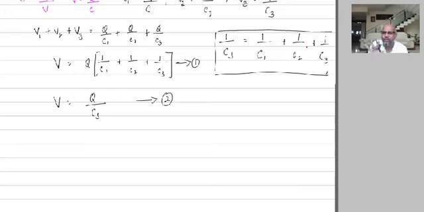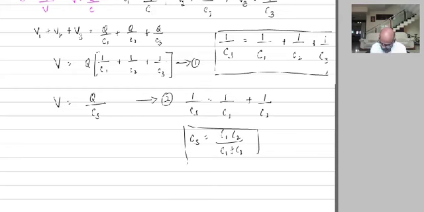Say for example, if you have only two capacitors connected in series, observe what happens: 1 divided by Cs is equal to 1 divided by C1 plus 1 divided by C2. If you solve this, you will get Cs is equal to C1 C2 divided by C1 plus C2. This is the equation we get.